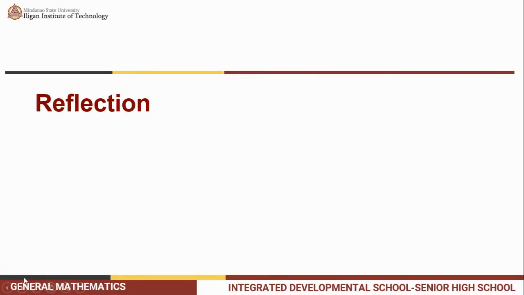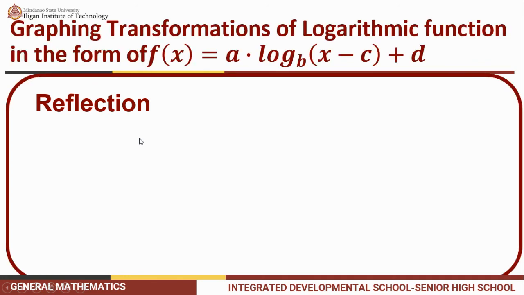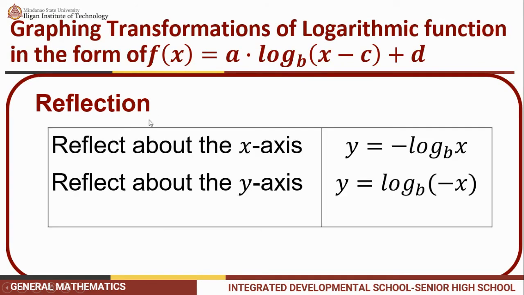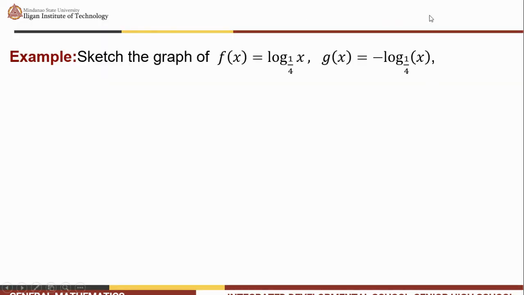Now let's proceed to the transformation wherein the graph only reflects. So we have reflection about the x-axis. So kapag reflection about the x-axis, we have this form as y equals negative log with base b of x. For reflection about the y-axis, you have y equals log with base b of negative x. So I will show you an example.